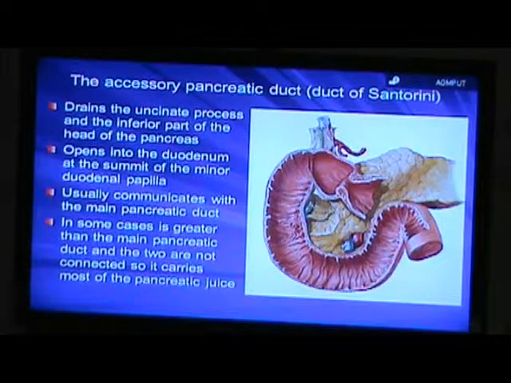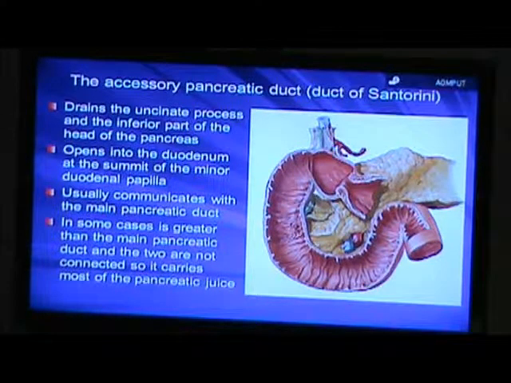It drains the uncinate process and the inferior part of the head of the pancreas. It opens into the duodenum at the summit of the minor duodenal papilla. It usually communicates with the main pancreatic duct, but in some cases this accessory pancreatic duct is greater, and sometimes it carries most of the pancreatic juice.